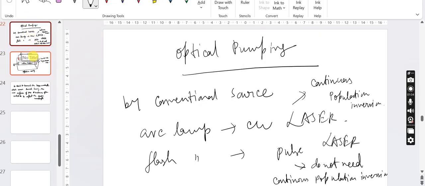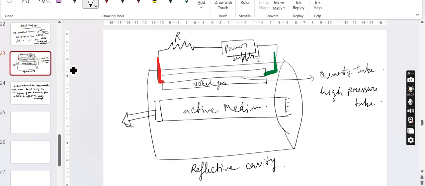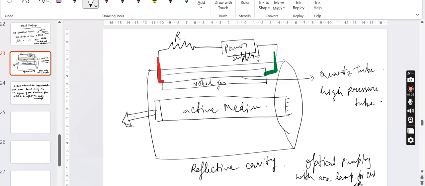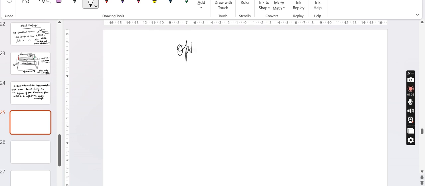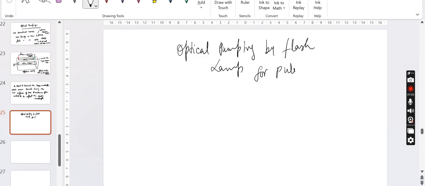This is for optical pumping with RPM for CW lasers. Now optical pumping by flash lamp for pulse lasers.